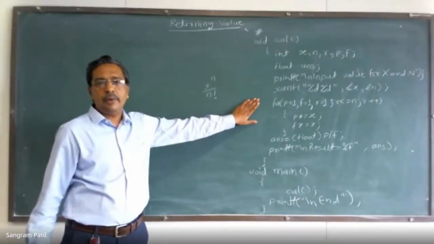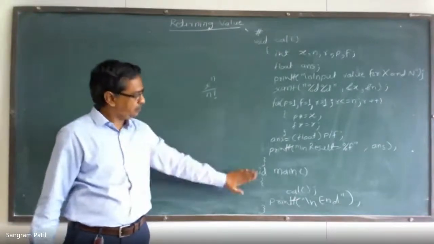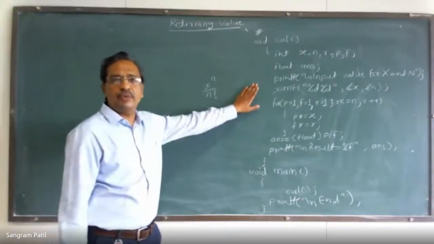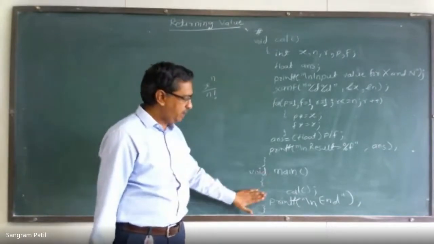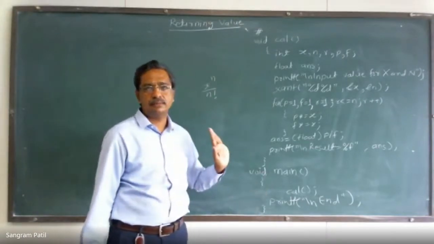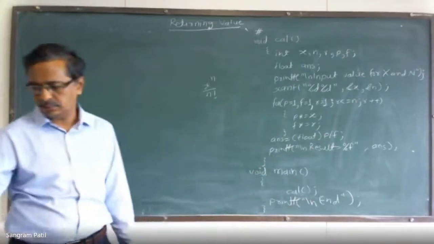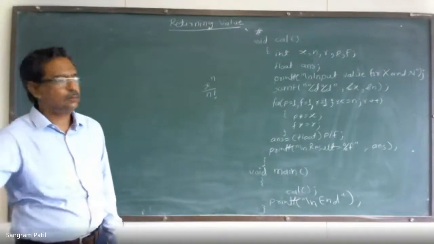X raised to n divided by n factorial. Everything we are doing in the function, and we are calling that function from main. Simple.